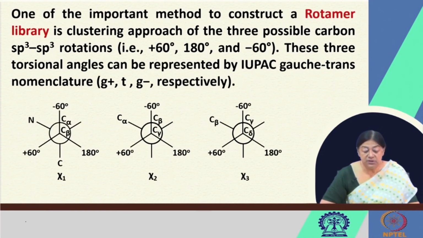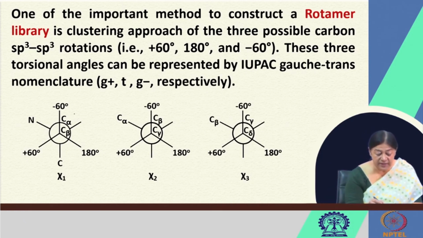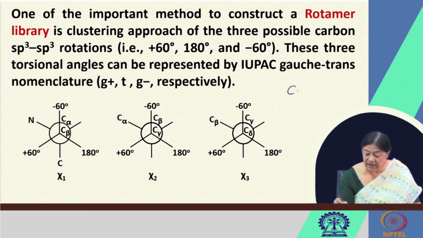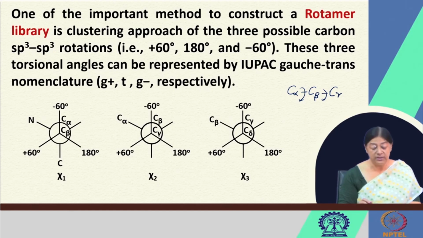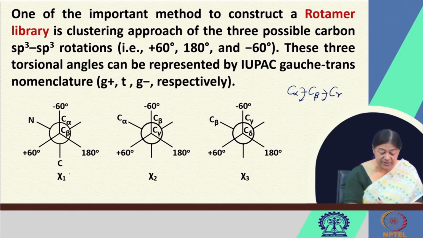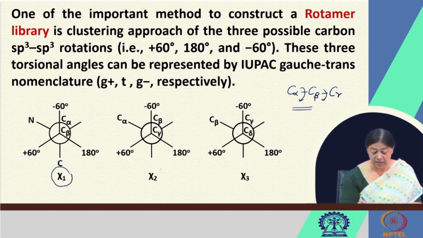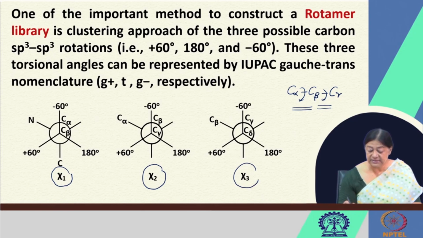The important method to construct a rotamer library is what is called a cluster approach. Given that we have the C single bond linkages, the carbon atoms are sp3 hybridized, which means that if we have a connectivity between the C alpha and the C beta followed by the C gamma, we can have rotations about these angles as we saw in the previous slide. Now, these rotations give us angles of chi1, that is a rotation about the C alpha, C beta, a chi2 that is around the C beta, C gamma, and C gamma, C delta is the chi3.